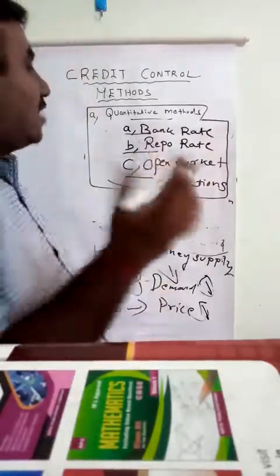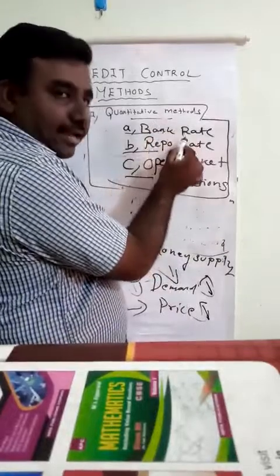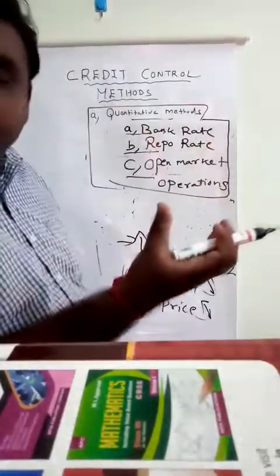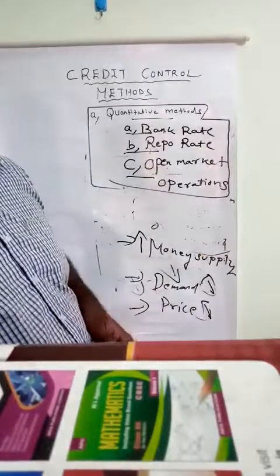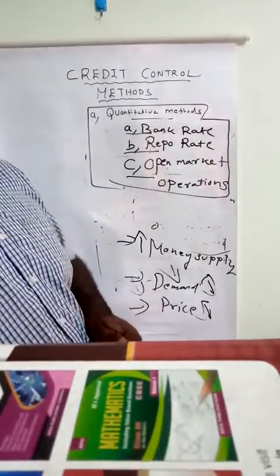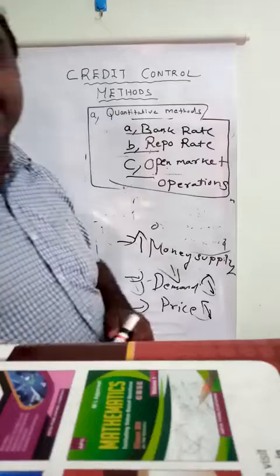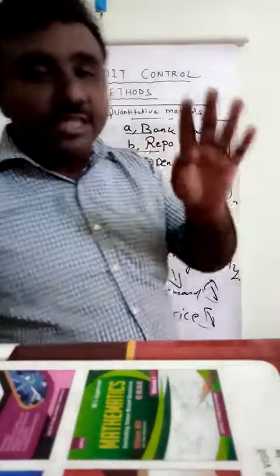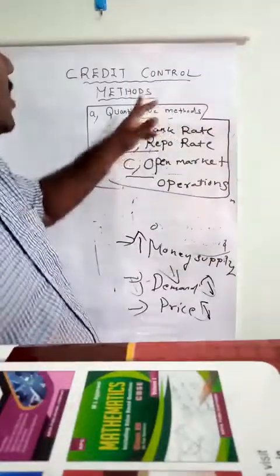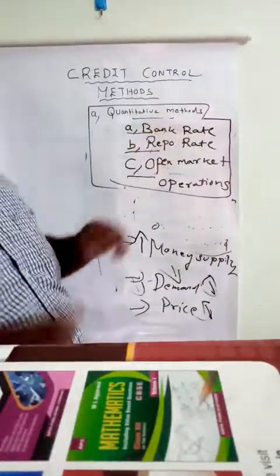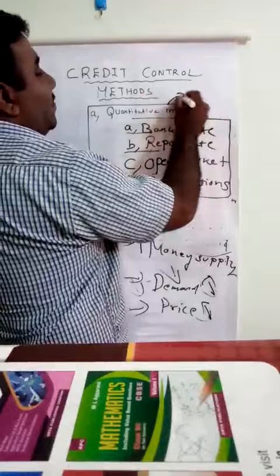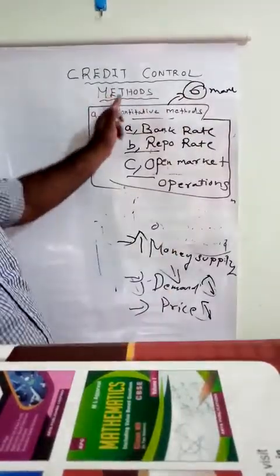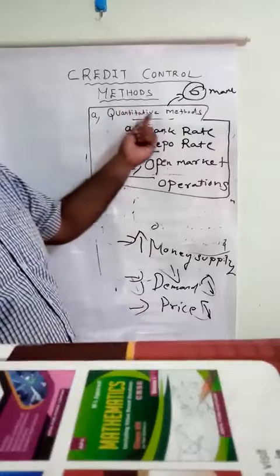So what will happen when inflation comes? Will the bank rate increase or decrease? What will happen to the repo rate at the time of inflation and deflation? What will happen in the open market at the time of inflation and deflation? That we have studied, very very important. If a 1 mark question comes, you have to write only the definition. But if they ask what the quantitative methods are, generally for a 6 mark question, write the credit control methods, then you have to write the quantitative method.